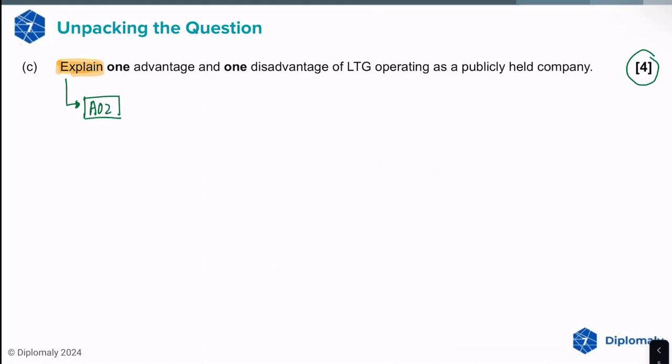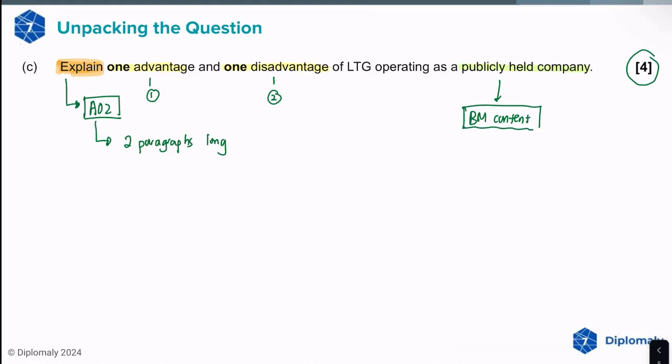If it's at an AO2 level, we expect your response to be 2 paragraphs long. Now, how do we allocate these 2 paragraphs? Let's take a look at the question and unpack it. The question says you need to give one advantage and one disadvantage. So this already dictates paragraph 1 and paragraph 2 of your response. It's asking you for the advantage and disadvantage of LTG operating as a publicly held company, so this is the business management content that you need to be able to talk about.